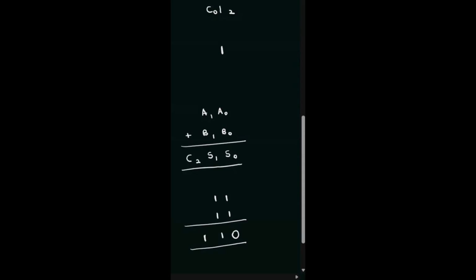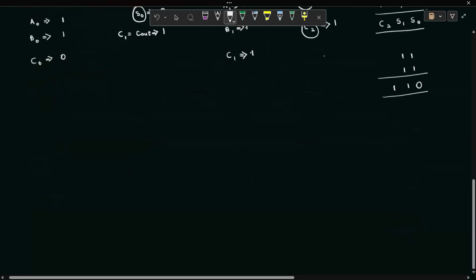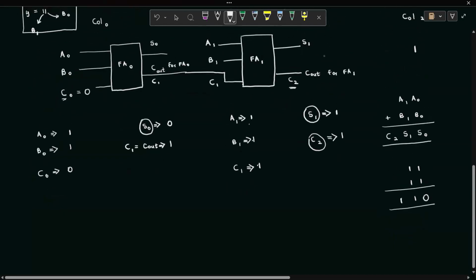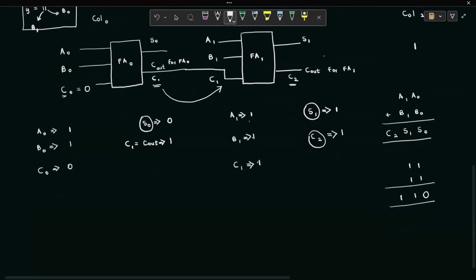So this is how full adders can be connected in a logical way to create a ripple carry adder. Why is it called a ripple carry adder? Well, each C out is sent as the C in for the next full adder, right?